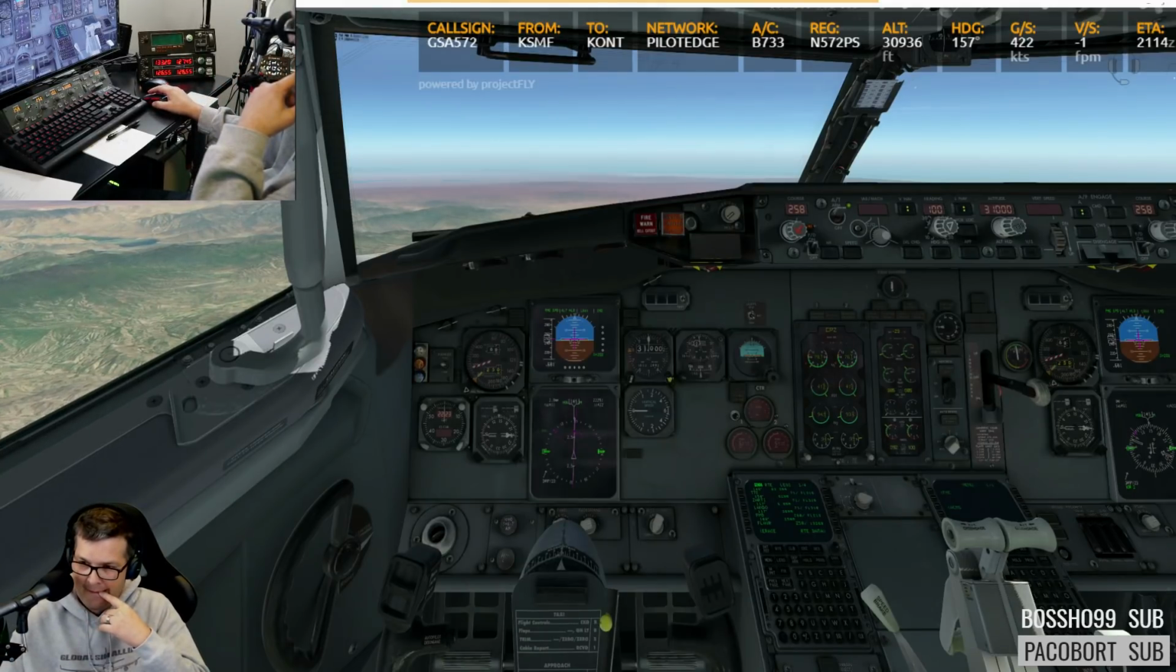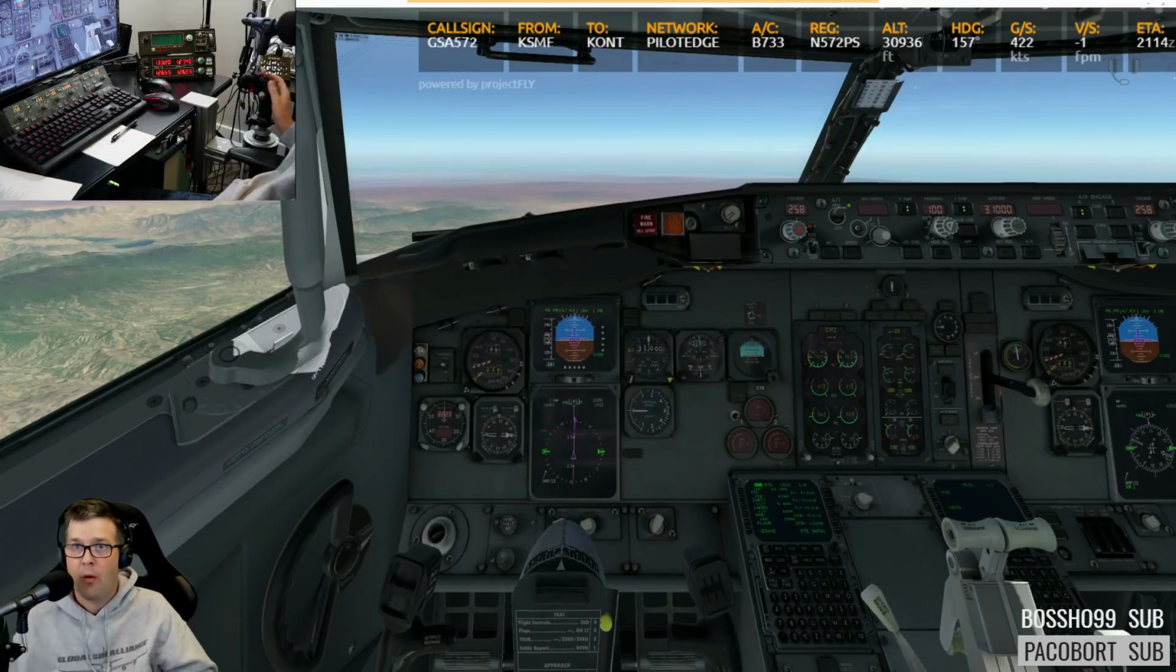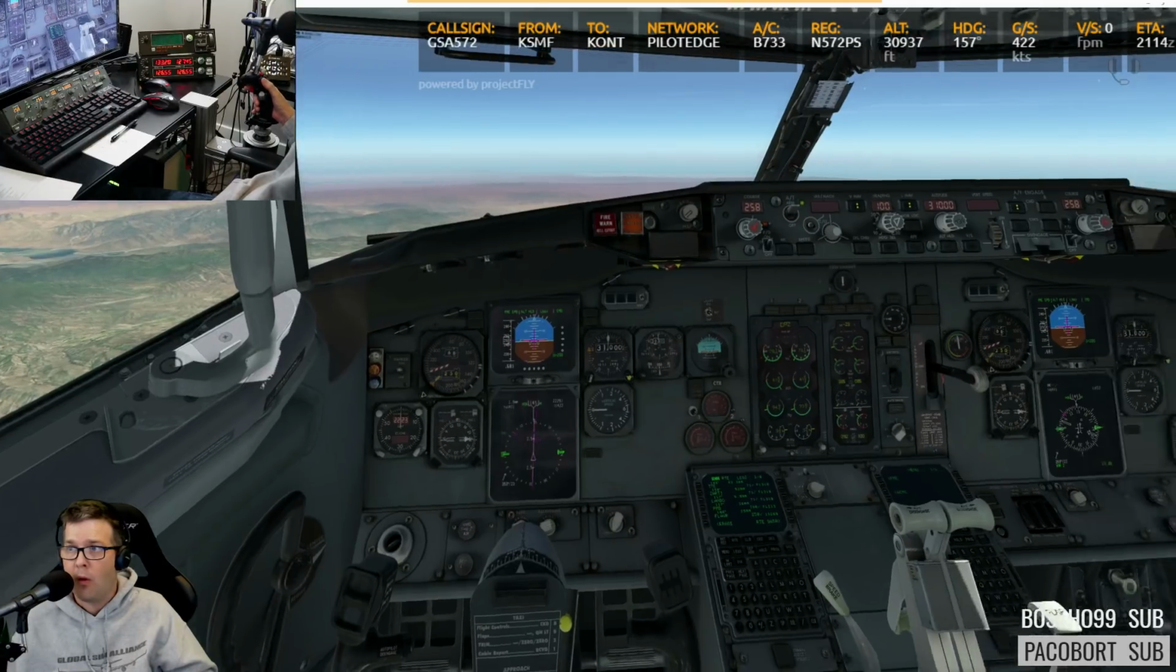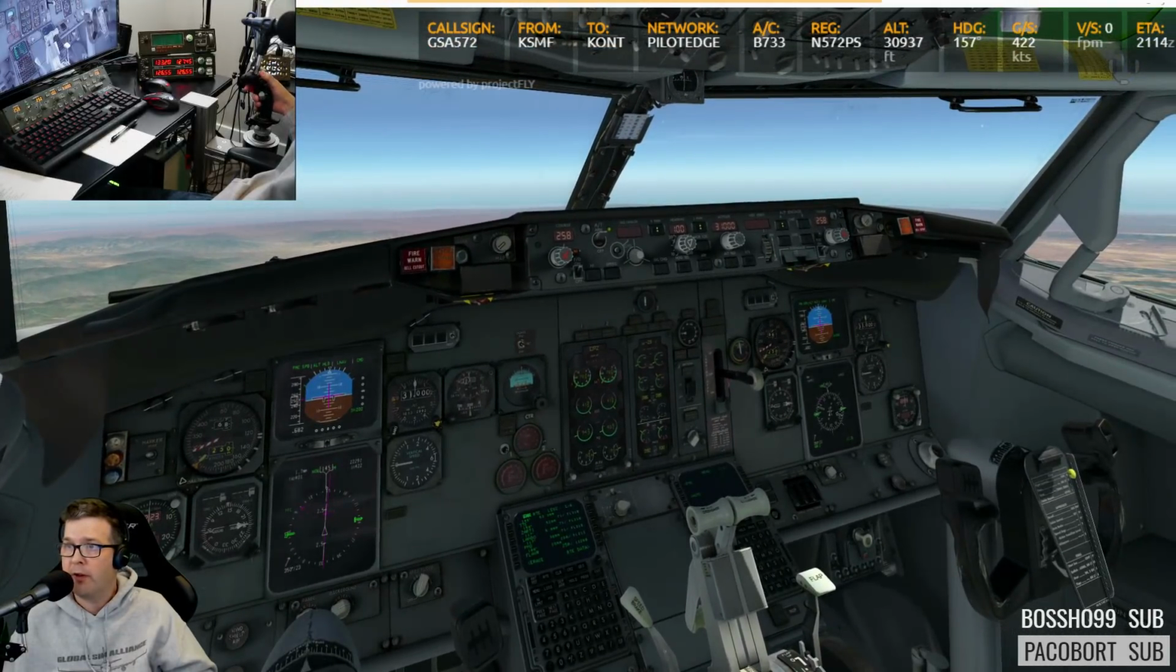Global 572 traffic, 1 o'clock, 2 miles opposite direction. Boeing 727, level 320, should pass off your right wing here. We're looking, Global 572.